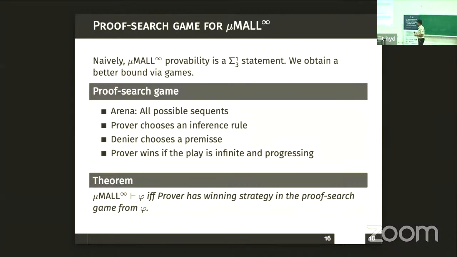And the prover wins if the play is infinite and progressing. So the infinite play is basically a thread. It's not difficult to show that something is provable if and only if the prover has a winning strategy in this game, starting from this formula phi.